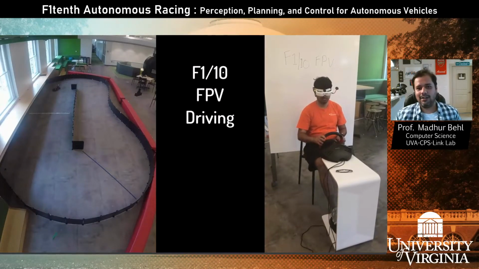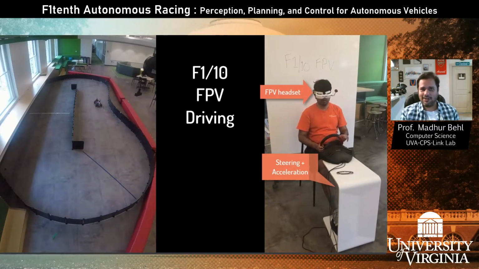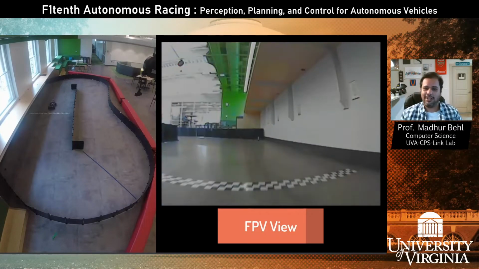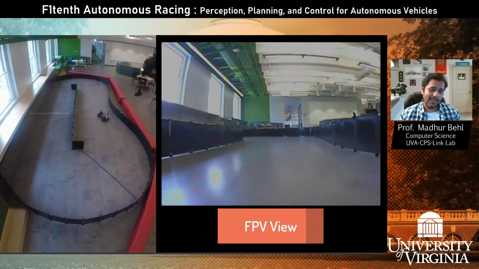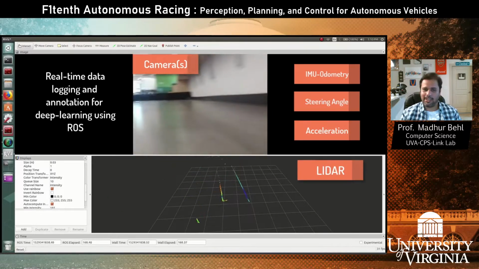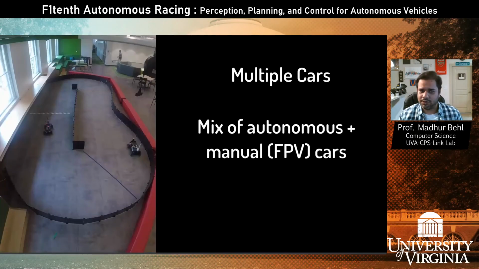So here you see one of your TAs, Varun Dev. He's driving this car, very similar to how you drive it in the game. So essentially he's playing the game, but on a real car with this first person view headset. So this is what he sees as the car is being driven around in the track. And as he is driving in the track using ROS, we can log all the data, the LiDAR, the camera, the accelerator, all the data from the car, the pose, the trajectory.